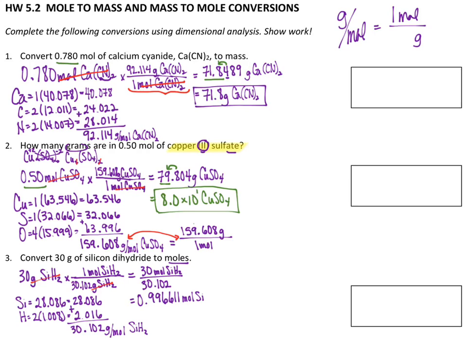Moles of silicon dihydrate. Again, I look at my significant figures. I have one significant figure, and so to make this one significant figure, I look at this 9, which is affected by that 9. So this becomes 1 mole of silicon dihydrate, and that's my answer.